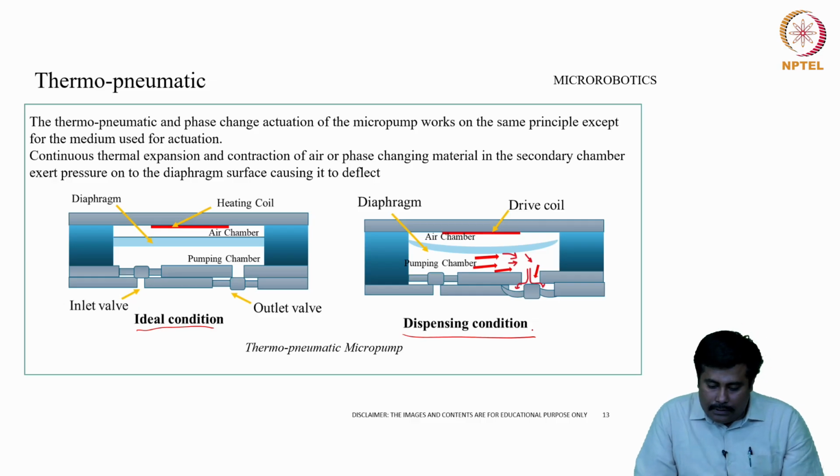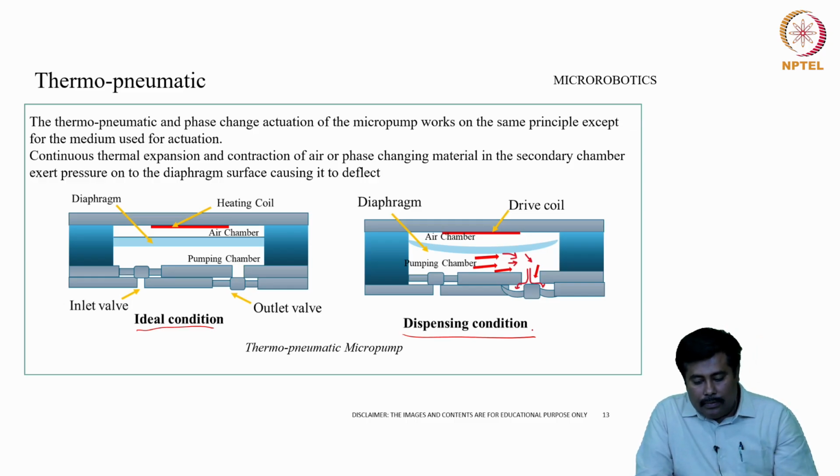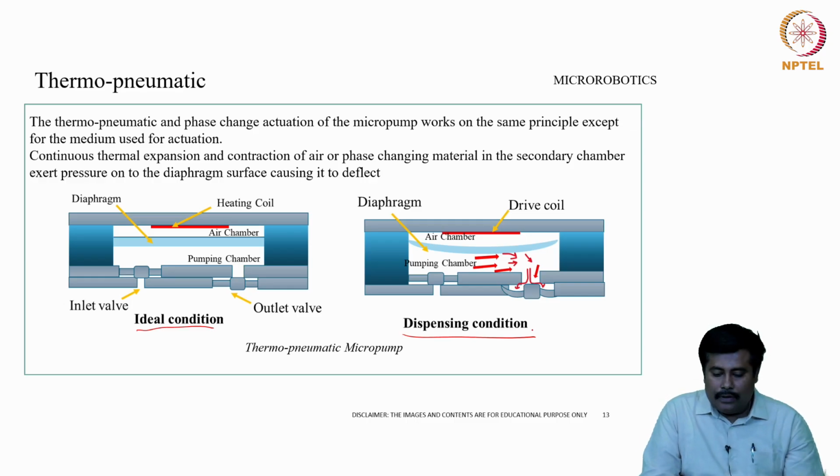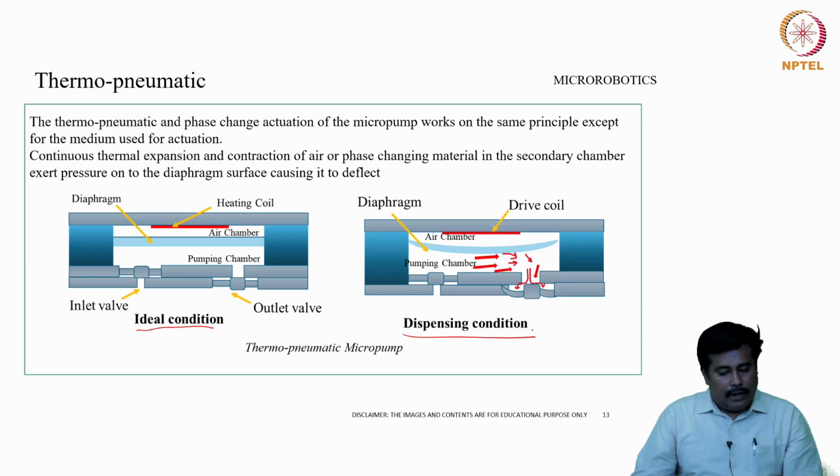So, in this particular aspect, there is going to be a drive coil, and then there is going to be an air chamber, and then there is going to be a diaphragm arrangement with a pumping chamber. In the case of a dispensing condition, this kind of diaphragm is going to be efficiently used for deployment or for release of the fluid appropriately.